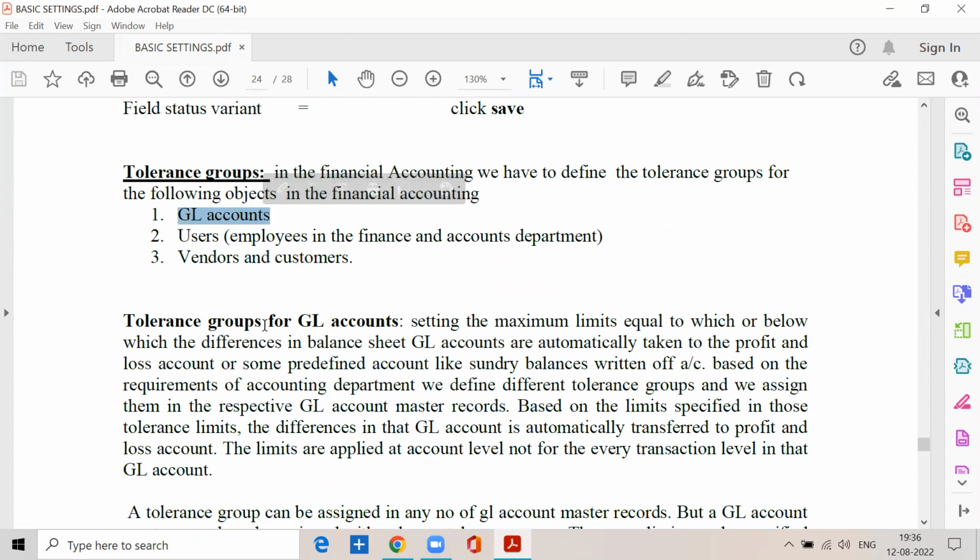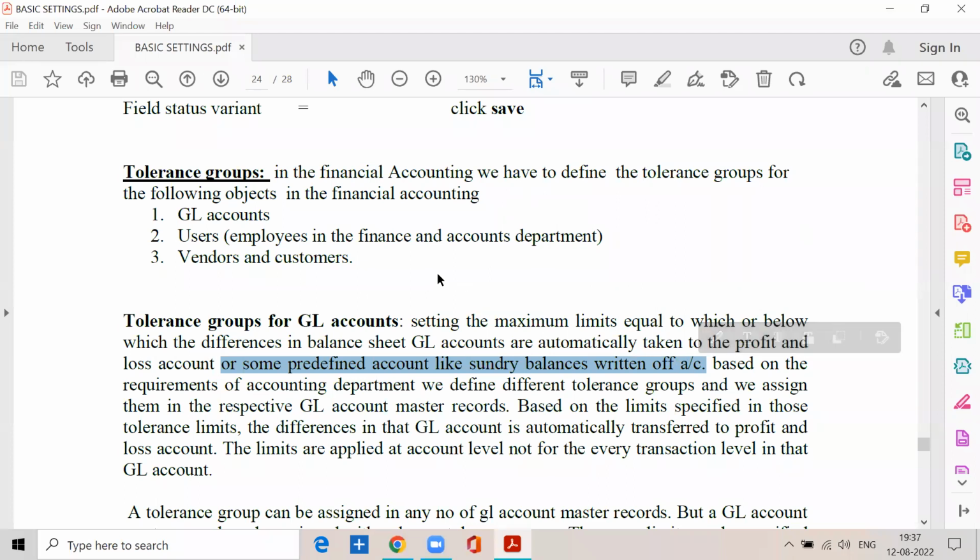So what is the tolerance groups for GL accounts? Setting the maximum limits equal to which or below which the differences in the balance sheet GL accounts are automatically taken to the profit and loss account or some predefined account like sundry balances written off account.